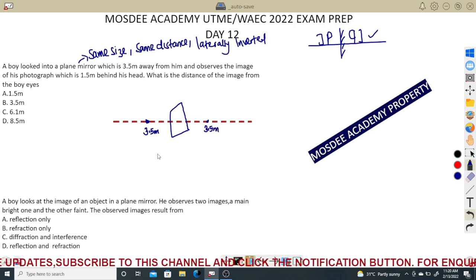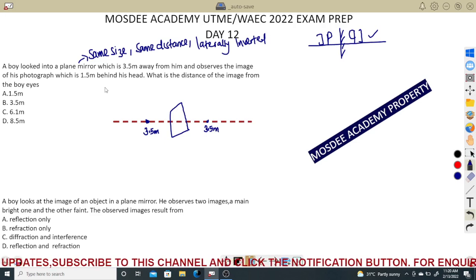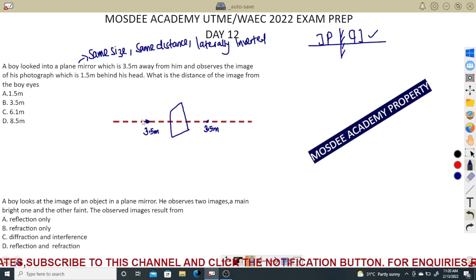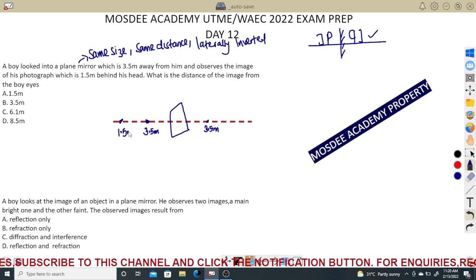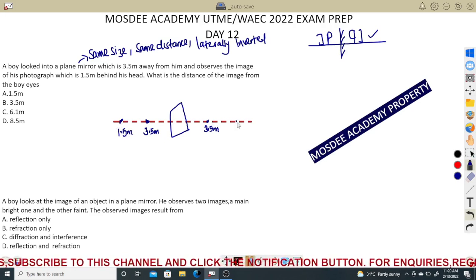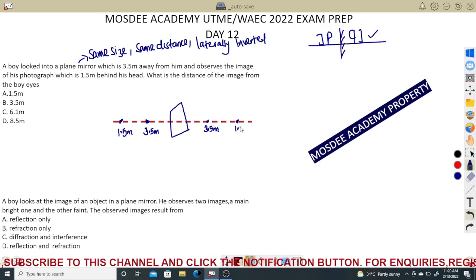I hope you understand this. And he observes the image of the photograph, which is 1.5 meters behind his head. This is the boy. So now he is seeing an image of his photograph. His photograph image is 1.5 meters behind his head. So behind his head will be something around here. Let's say this point is 1.5 meters behind his head. The same distance, so the image of this will also be 1.5 meters.